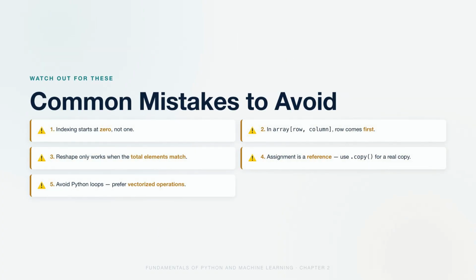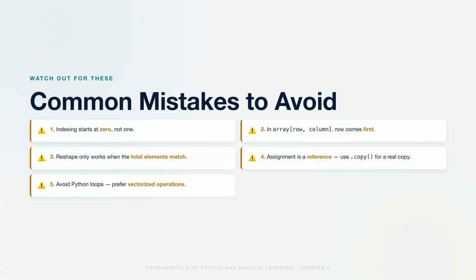Before we finish, let's review some common mistakes students make when learning NumPy. The first mistake is forgetting that indexing starts at 0. The first item is index 0, not index 1. The second mistake is confusing rows and columns. In a two-dimensional array, remember that the index starts with the row and then the column. The first value is the row and the second value is the column.